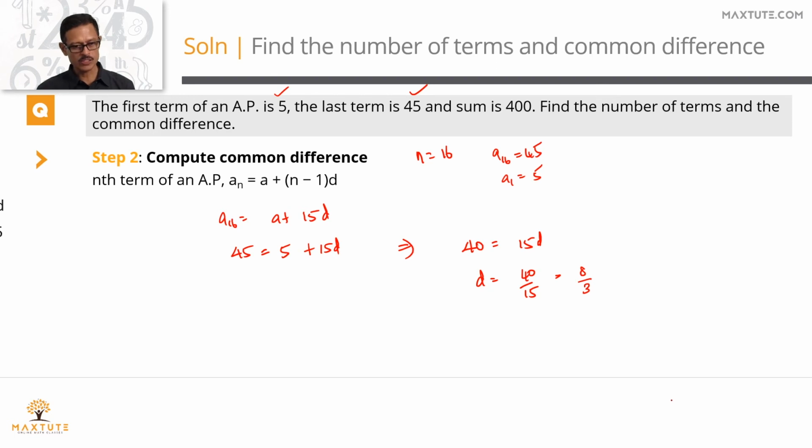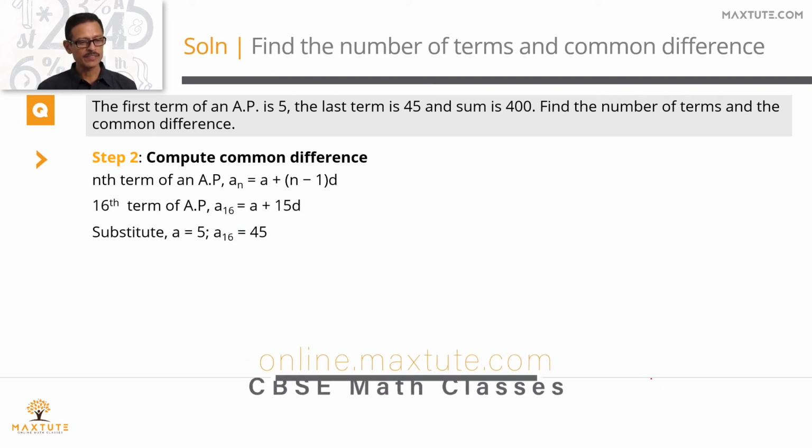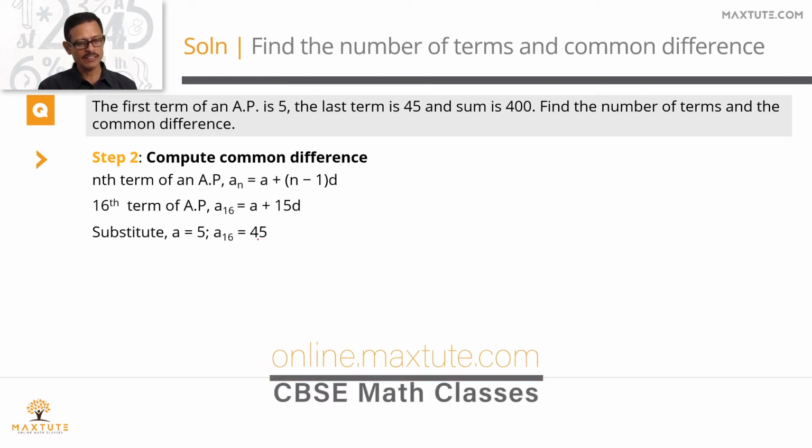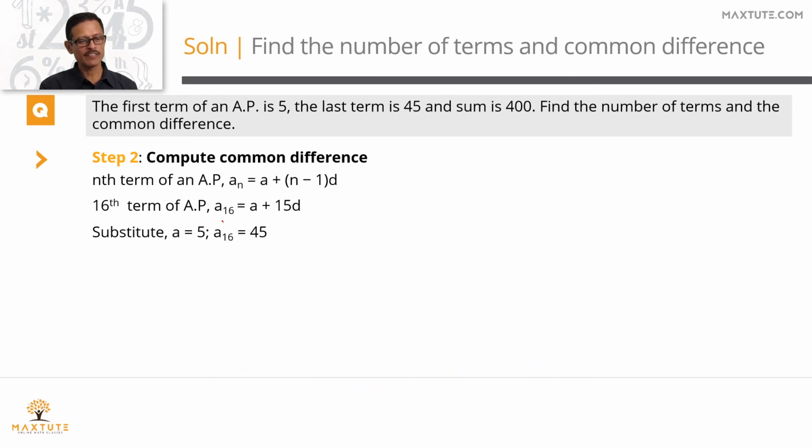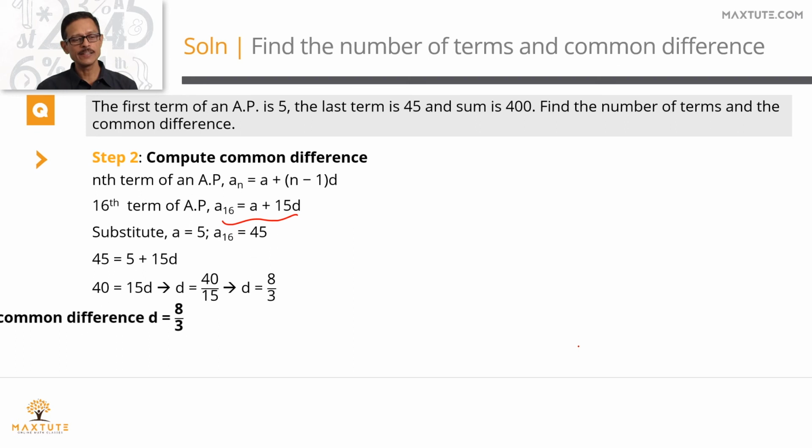Quickly summarize this bit also in a printed form. Basically, substituting these values, A as 5, A16 is equal to 45 in this equation. 45 equals 5 plus 15D. So D is equal to 8 by 3.